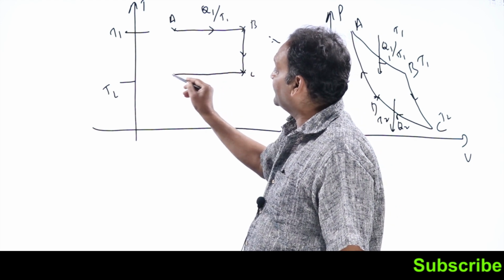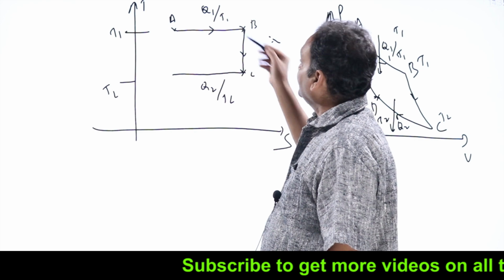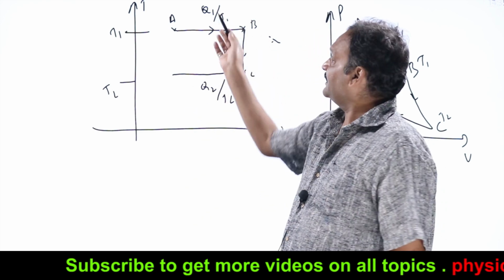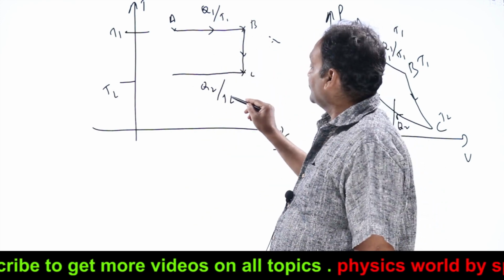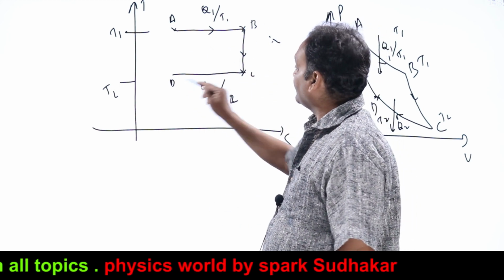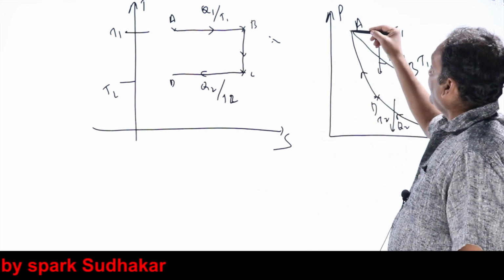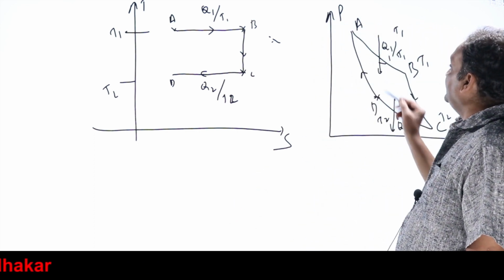Okay, up to what point should I go like this? Entropy decreases by Q2 by T2. In a reversible Carnot cycle, Q1 by T1 is equal to Q2 by T2. So whatever is the increase in entropy from A to B will be the decrease in entropy from C to D. Okay, the fourth step is reversible adiabatic compression from D to A.